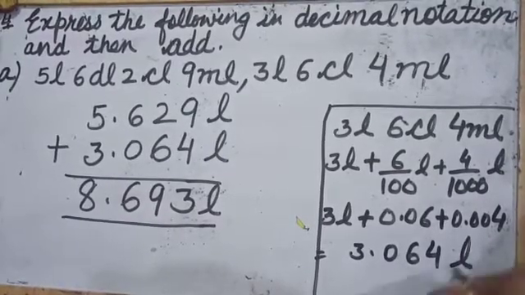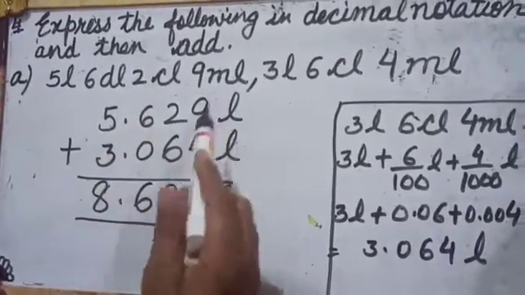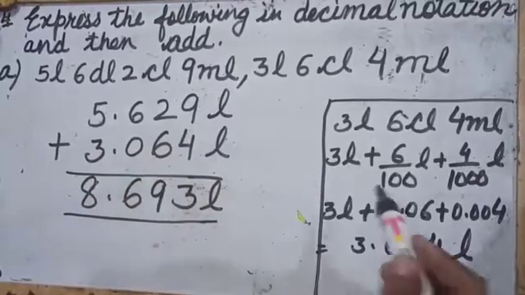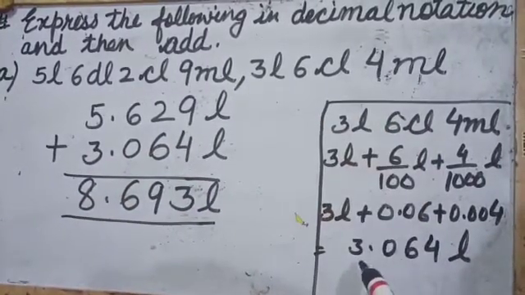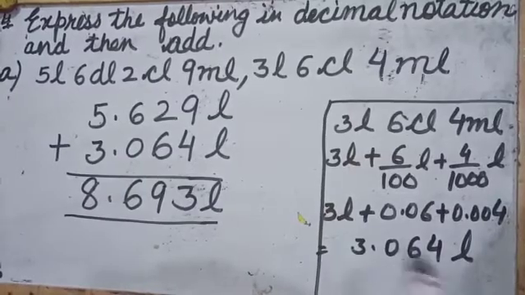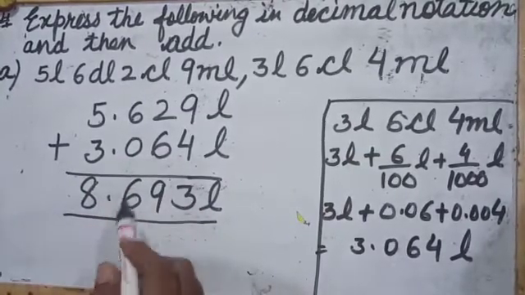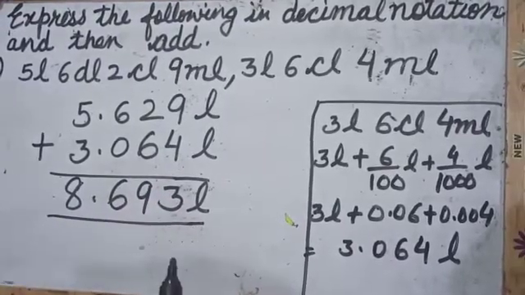3.064 liters. Now you can see when I converted the first part into liter, I got 5.629 liters. Then the second part, when I changed into liter, it is 3.064 liter. I have written here. Now you will add up. When we add up these two numbers, it will be 8.693 liters.